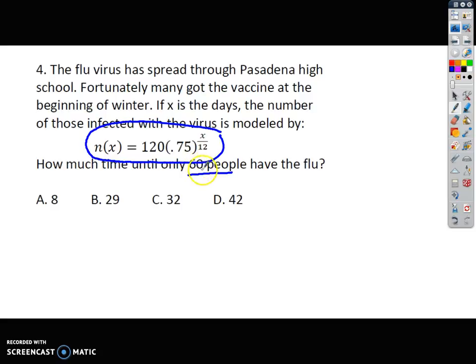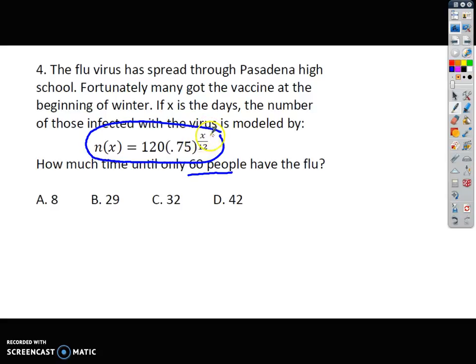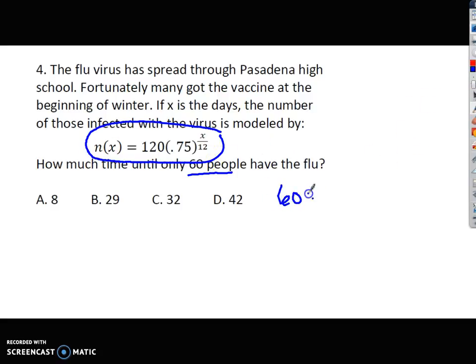So 60 is going to be what input? Is that going to be N or x? 60 is actually going to be here. It's the number of people. x is always the time, so this is not time. This is the output. The way we're going to set this up is we put 60 in for N. 60 is equal to 120 times 0.75 to the x over 12.